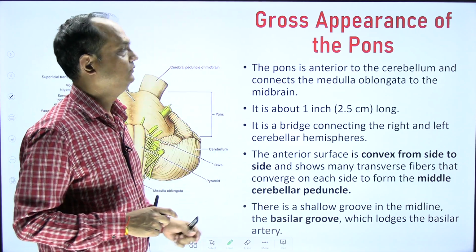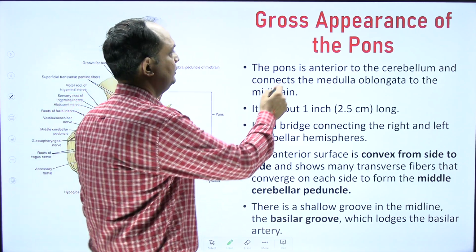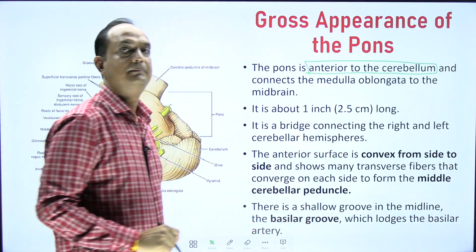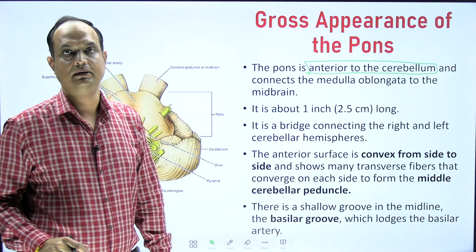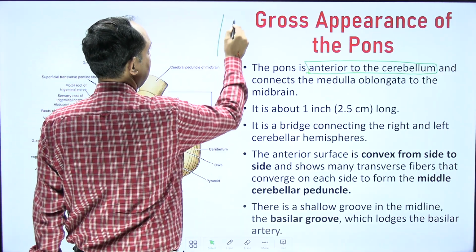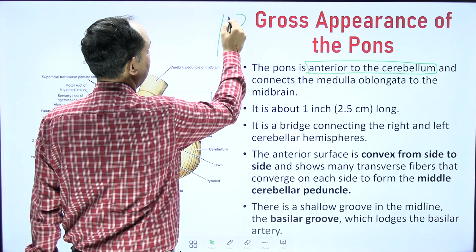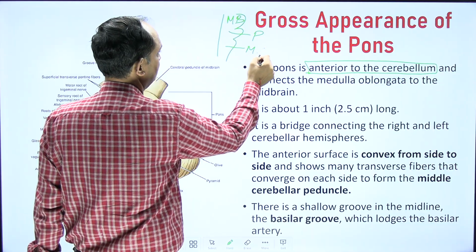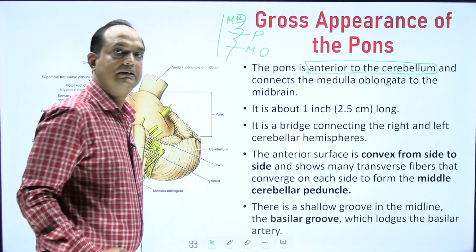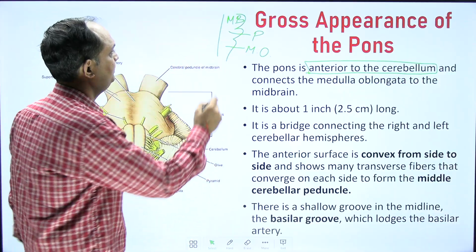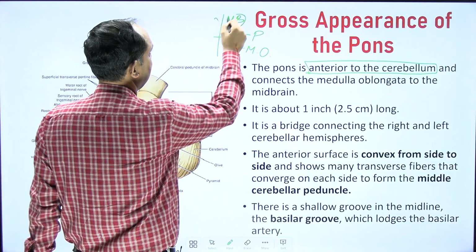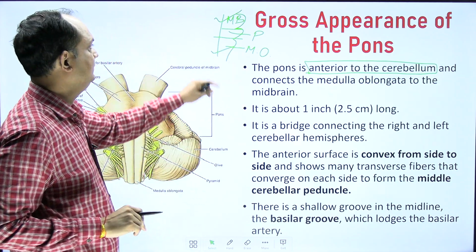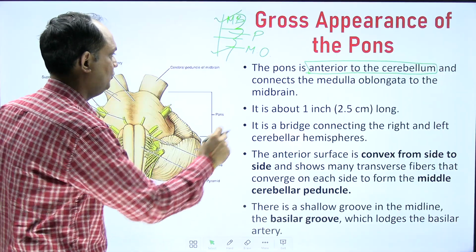So dear students, you have to first understand that the pons is anterior to the cerebellum and it connects the medulla oblongata to the midbrain. You know that the brain stem has three parts from above downward. It is midbrain, then pons, and this is medulla oblongata. So our brain stem has three parts. This middle portion, the pons, connects the midbrain above and the medulla in the lower part. And if you see the pons, it is around 1 inch long.